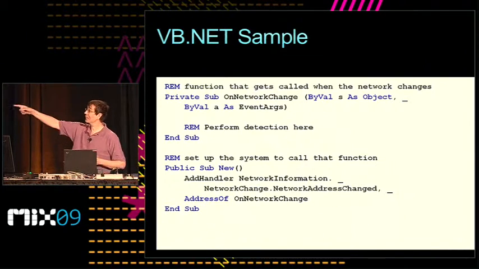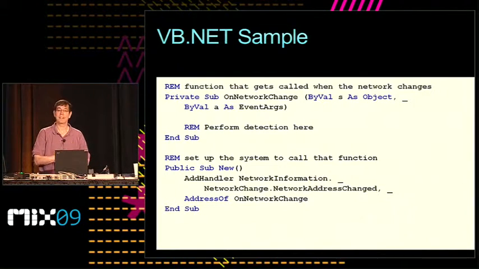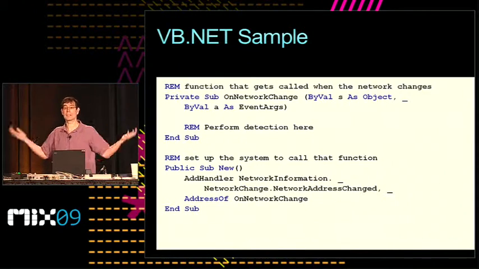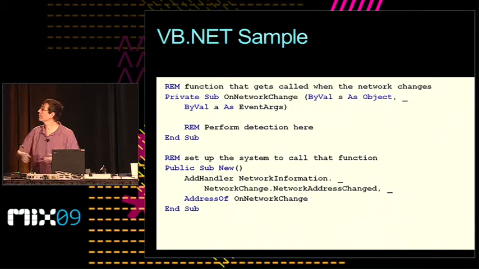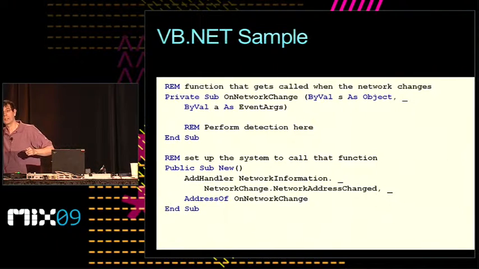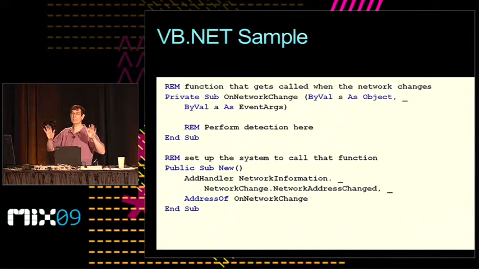And so we see up here on the screen two different functions. The first function says private sub on network change. This is a function you write. And this is going to get called when the network changes somehow. It takes in a couple of arguments, ByVal s As Object and ByVal a As EventArgs. These don't have any useful information. And then the remark saying perform detection here. That's where you actually make a request to your server and validate the response. It'll be all asynchronous, of course. And the goal of doing that is for your application to eventually have a very simple Boolean, I am online or I am offline, so you can actually make a distinction in your user interface.